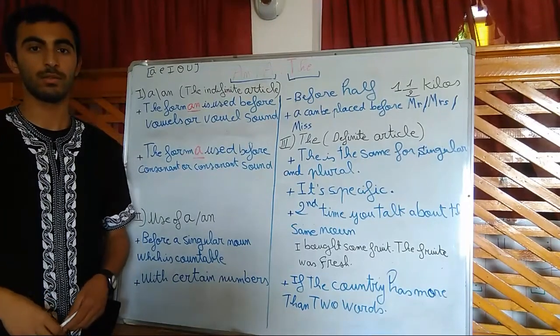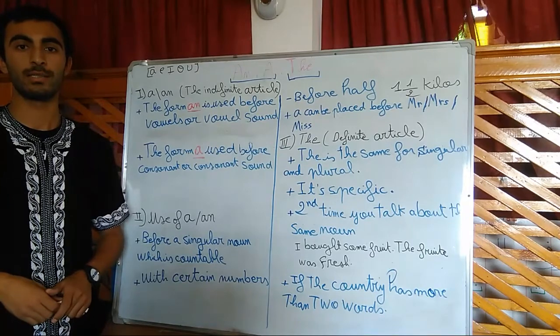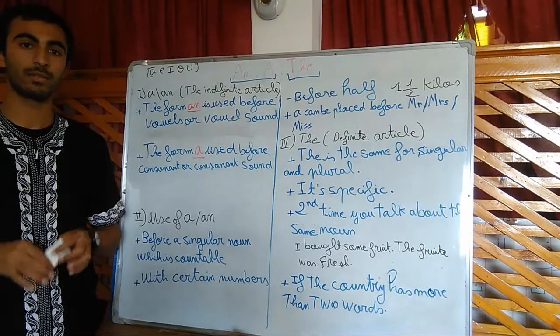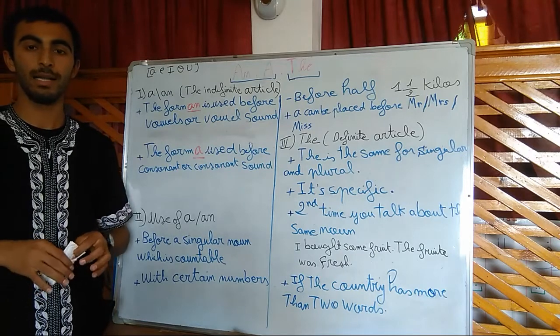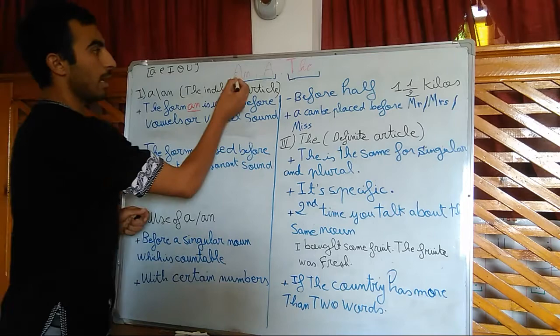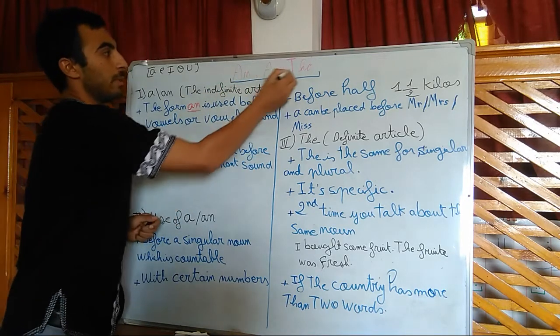Welcome to this video. Today I'm going to show you a very important topic in English, which is articles. Articles are divided into two types. First are indefinite articles, which are an and a, and the definite article, which is the.